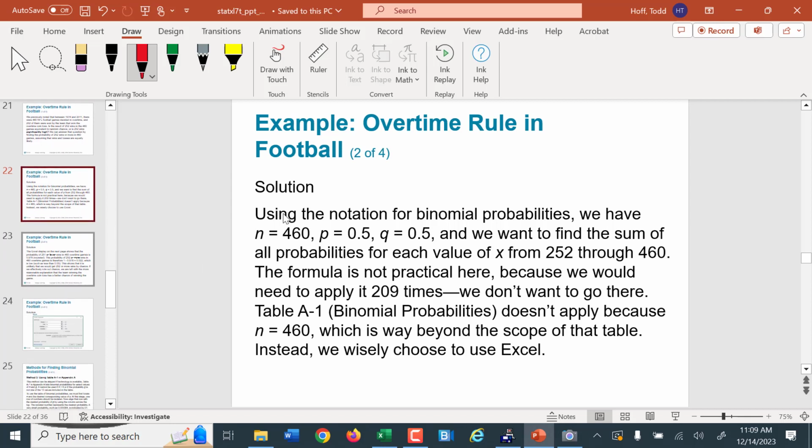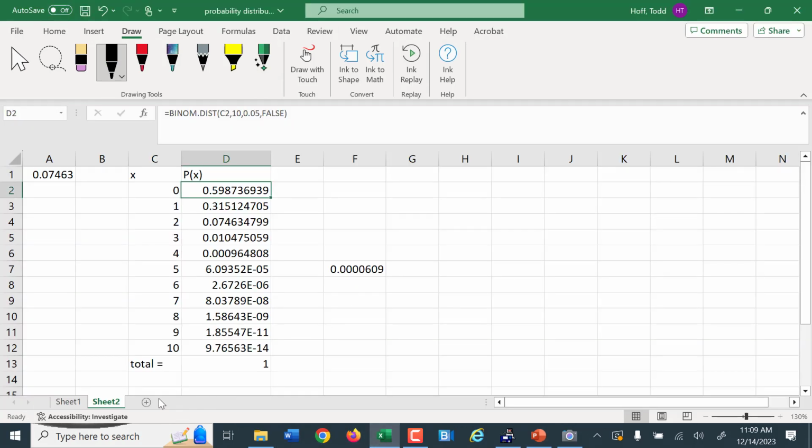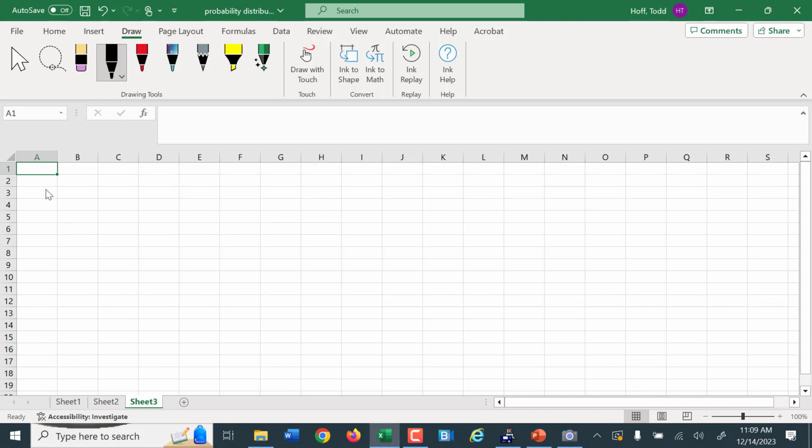So we'll use our notation. N is our number of trials. That's 460 because there's 460 games. We would expect the probability of winning to be 0.5. So then Q, the probability of losing, would be 0.5 as well. So our probability of success, that's the probability of winning, is 0.5. Probability of failure, which is losing, is 0.5. And we're looking at the probability of winning 252 or more. So we could go into Excel here. I'll go to a new page, and we could number 0 through 252.